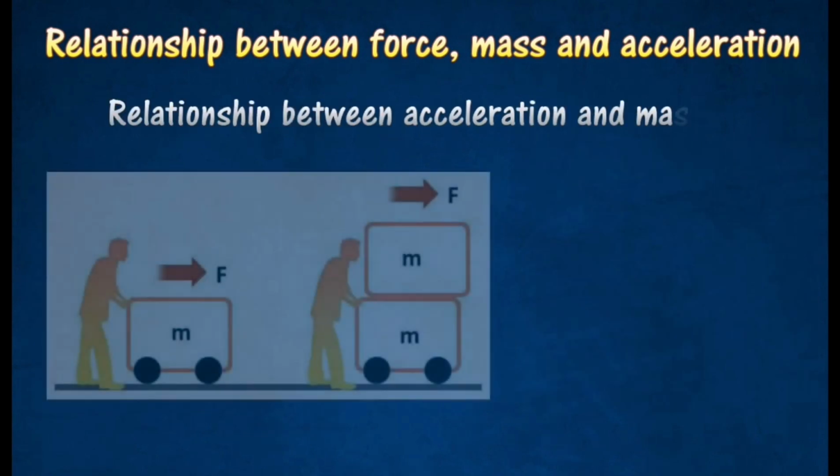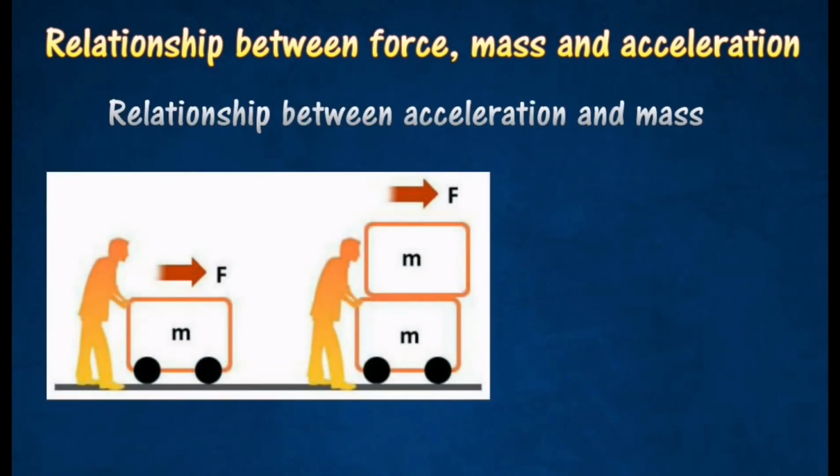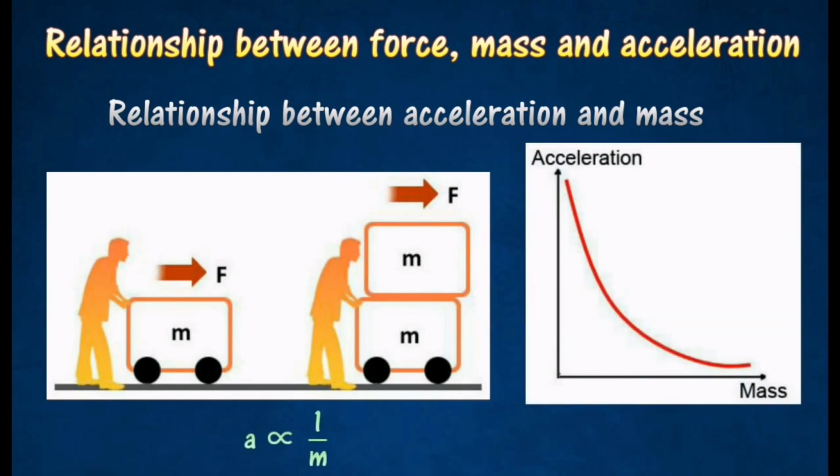If the force is constant and you double the mass, the acceleration will halve. This means the acceleration is inversely proportional to the mass. The greater the mass, the less the acceleration. This graphical relationship is represented as shown.